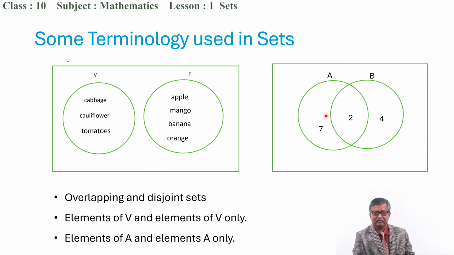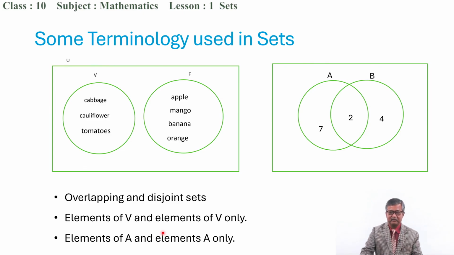But in this case, are the elements of set A and the elements of set A only the same? Good, not. Why not? Elements of set A means the two elements, 2 and 7. But this part is the part of only set A, so in this part one element is counted here, 7. So elements of set A only means 7, one element. But elements of set A means all these, 2 and 7. So that is the difference between elements of set A and elements of set A only. We have to use this terminology while discussing the problems of the exercise also.